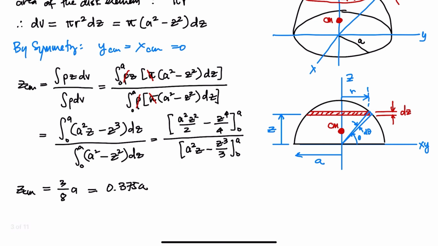So that's it. The center of mass of a solid hemisphere with uniform density has x and y components equal to 0, and the z component will be 3/8 a, where a is the radius of your hemisphere.